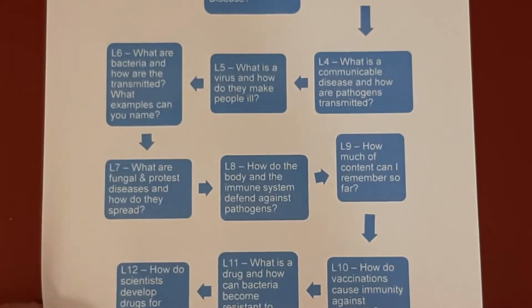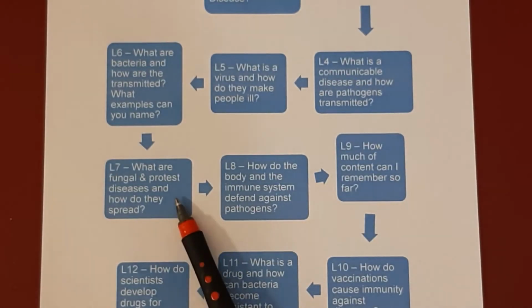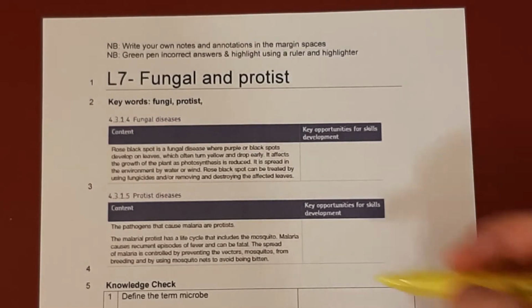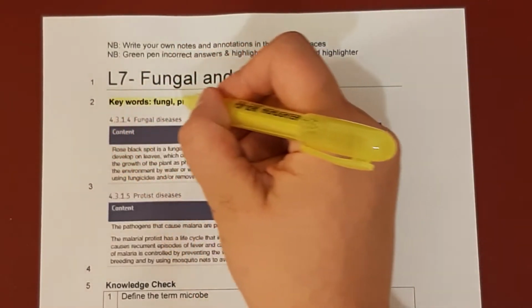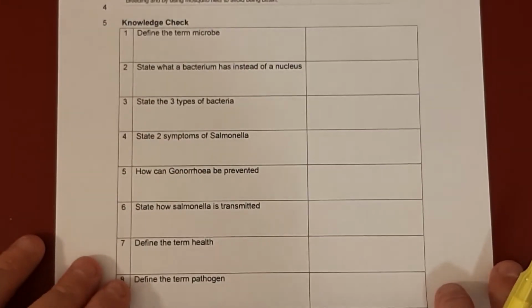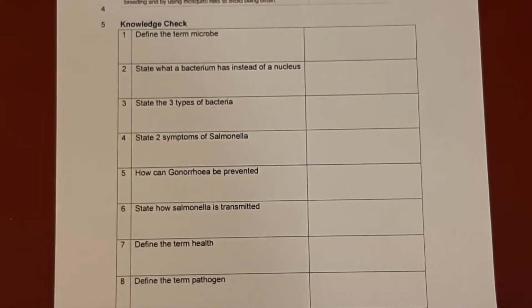We are on lesson 7. What are fungal and protist diseases and how do they spread? So the title for today's lesson is lesson 7, fungal and protists, and our key words are fungi and protist. So if we could start off by having a go at the knowledge check, please. If you pause the video whilst you attempt those questions.